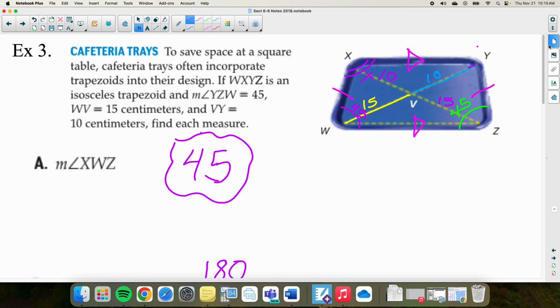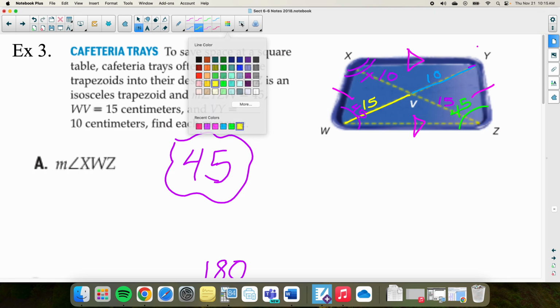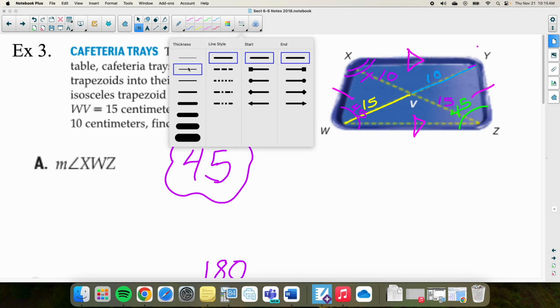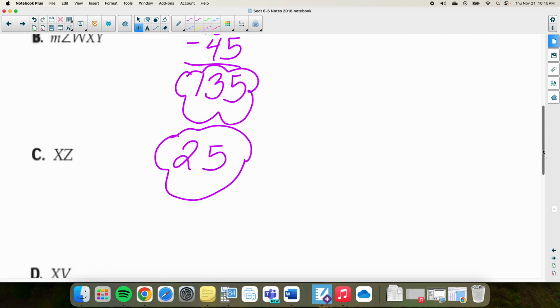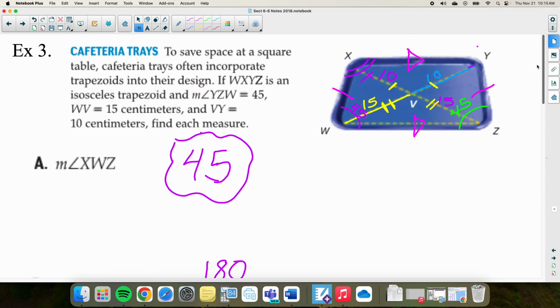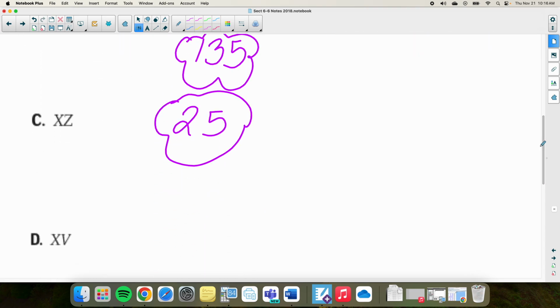And XV we already wrote on here. So if it's isosceles, another thing we can always say is that this piece and this piece are congruent, and this piece and that piece are congruent. So if you wanted to add that to your cheat sheet too, these two and those two would be congruent. Okay? So that last one, XV is 10.